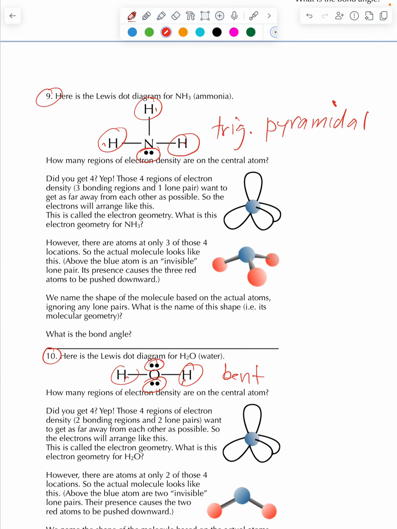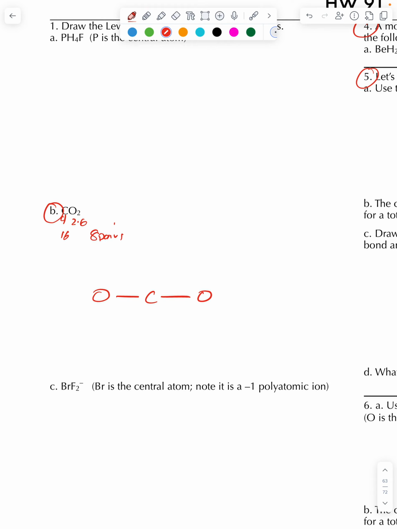Let's practice one more Lewis structure. CO2. Carbon has 4 valence electrons. Each oxygen has 6. That is 16 electrons, or 8 pairs. The central atom I didn't tell you, but obviously it's carbon. It's the one that's by itself. Let's make our bonds. We haven't done any where we need to make a double bond, so let's make sure we do at least one of these for practice.